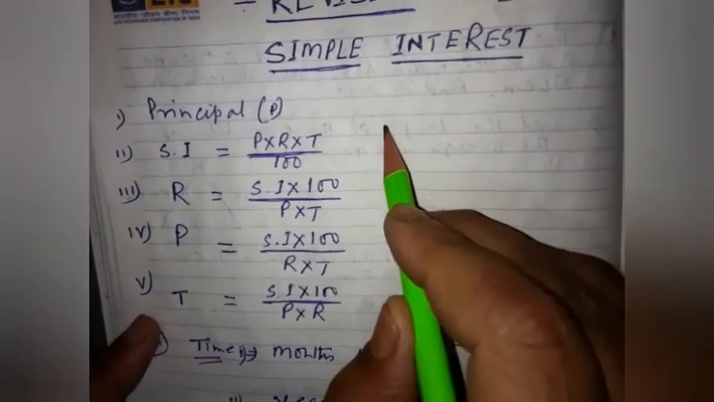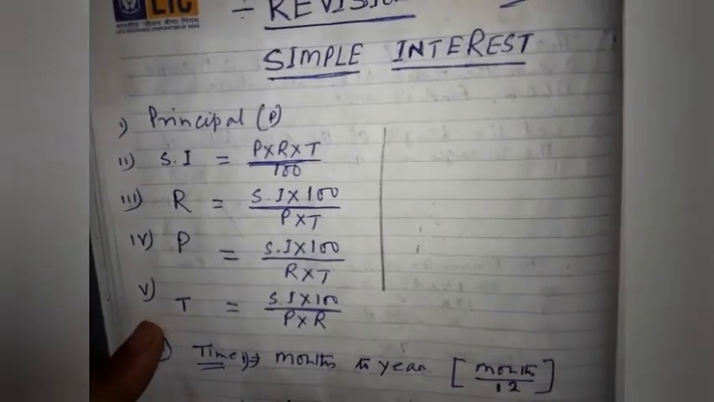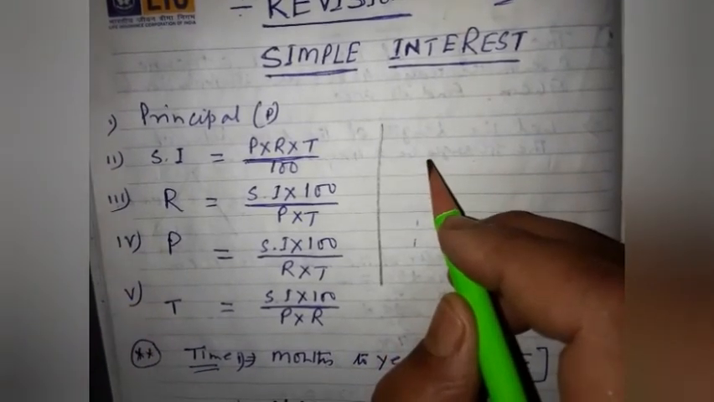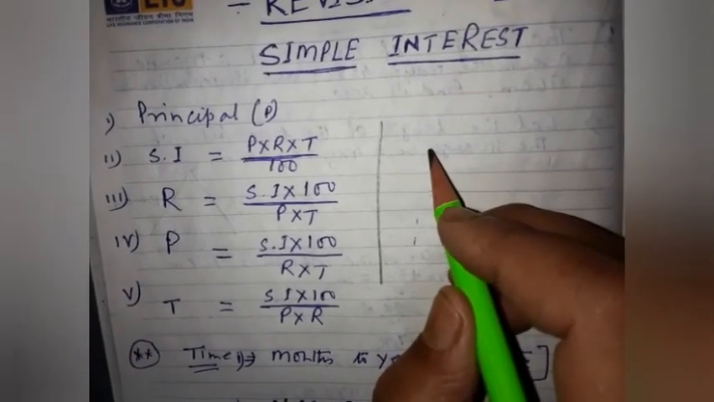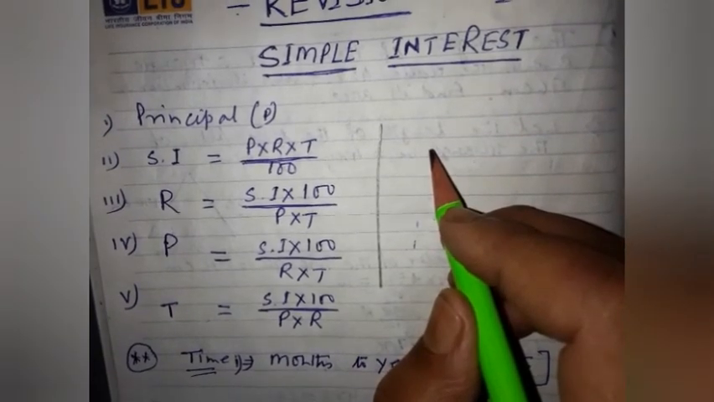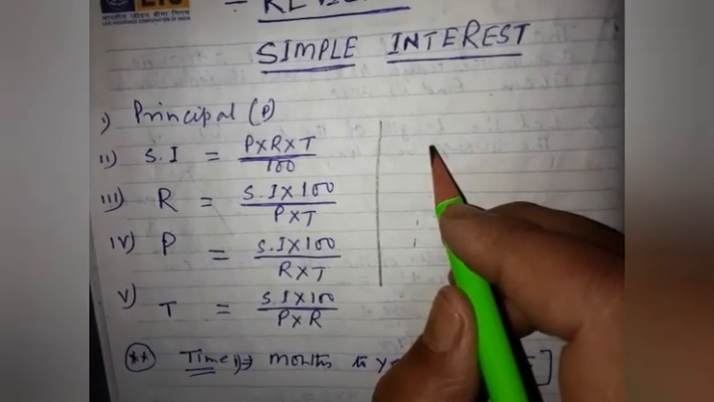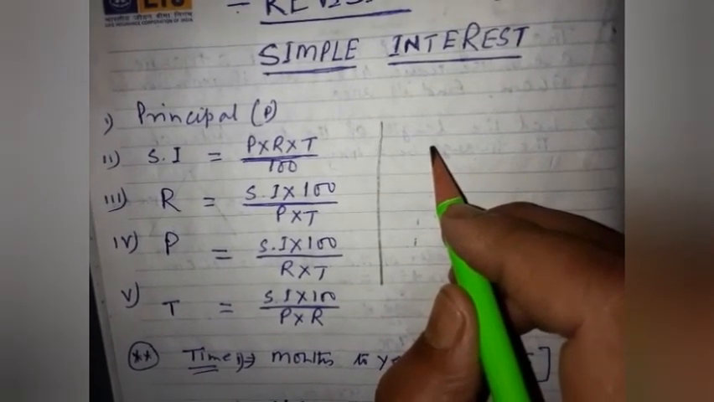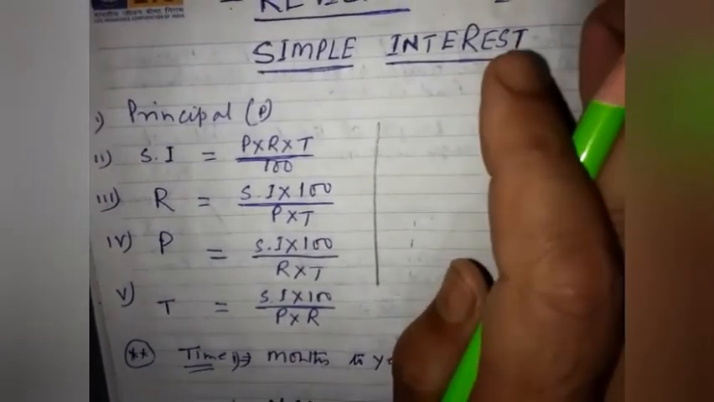Let me explain these things so that there is no point in learning this. Sometimes I have noticed students learning it like that. R equal to SI into 100 by P into T. P equal to SI into 100 by R into T. Please don't learn it. There is no need to learn.